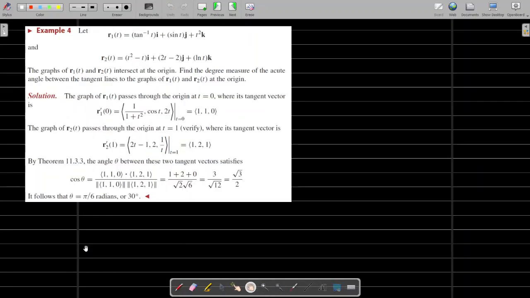Now moving on to another question. Here we have, let r1 equal to tan inverse t i plus sin t j plus t square k, and r2 equal to t square minus t i plus 2t minus 2 j plus log t k. The graphs of r1 and r2 intersect at the origin. Find the degree measure of the acute angle between the tangent lines to the graphs of r1 and r2 at the origin. So they have told you that these two vector valued functions intersect at the origin, and they're asking you to find the acute angle between them.